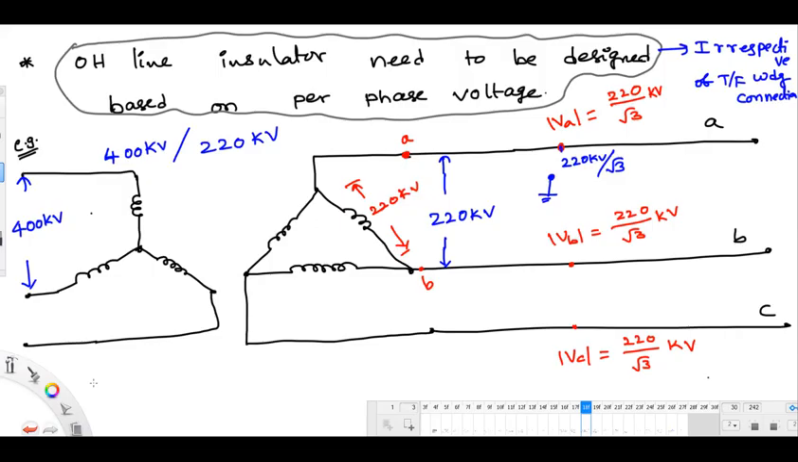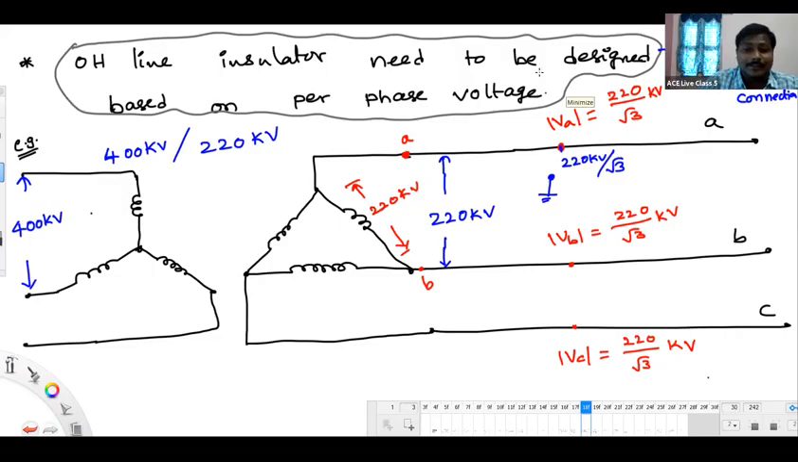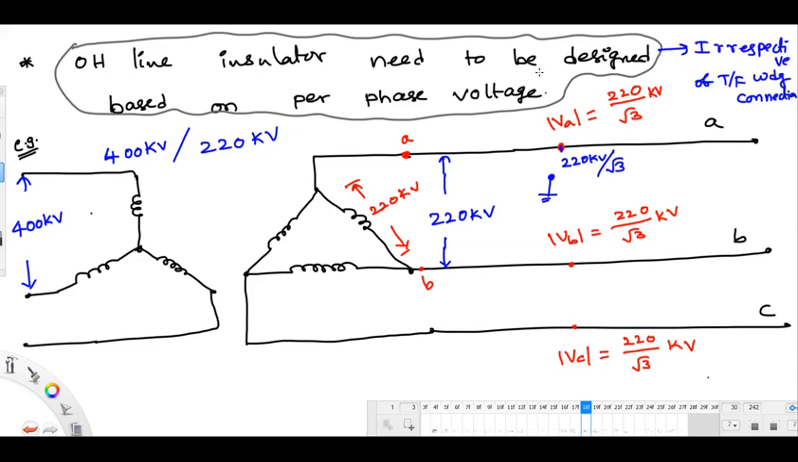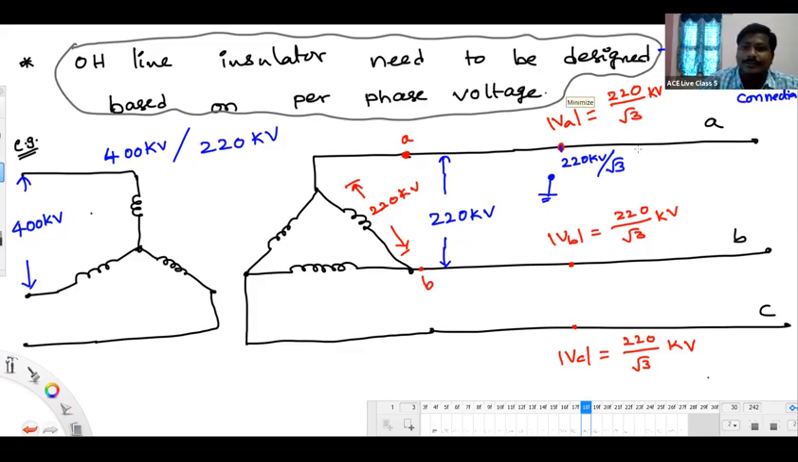So 220 kV by root 3 becomes our per phase voltage. Per phase voltage of transmission line, you say, if you are confused. Oh, per phase voltage of transmission. Yes, this is clear. Good. Thank you.